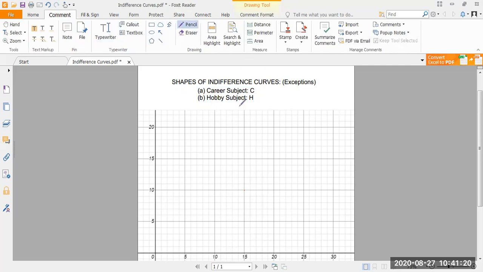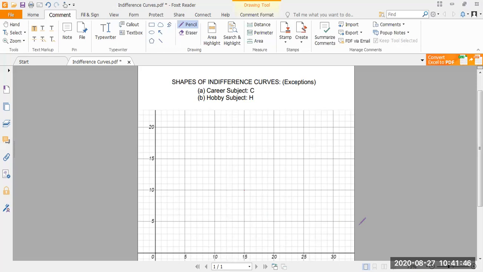So that's a career subject C and a hobby subject H. Now, indifference curve being on a 2-dimensional plane, there must be something that you want to plot on the XY plane. So this is my XY plane and I want to plot something. So what is the most obvious thing that I can plot regarding these 2 subjects on my XY plane? That would be marks.